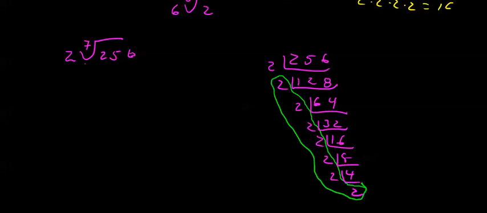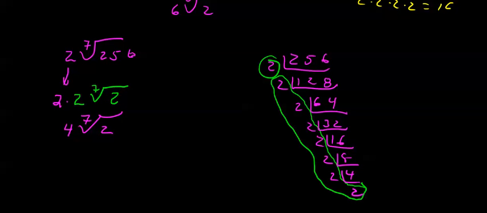So this 2 here goes here. I pulled out those 7 2's, becomes 2. 7th root of 2, because there was one guy left over. Now, make sure in your answer you include this index here. 4 times the 7th root of 2. All right, let's look at one more.